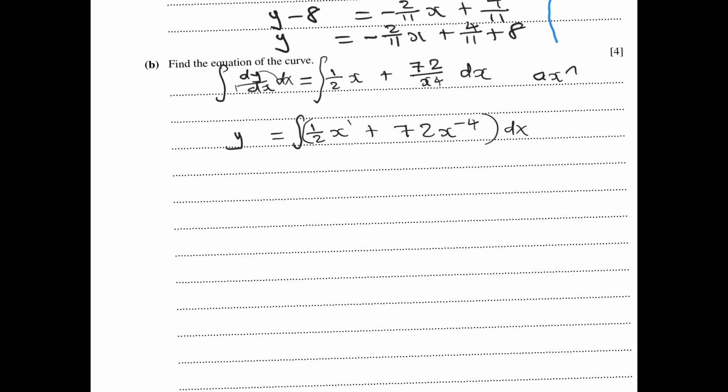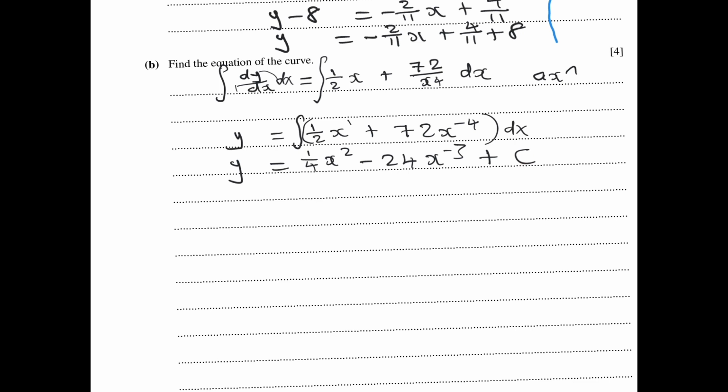All right, so we have y, the integral for half of x, that will give me 1/4 of what? X to the power of 2. And then we integrate this. All right, we have to add the plus 1 there, we will get negative 3. So then 72 divided by negative 3, we will get negative 24 x to the power of negative 3. Of course, since we are integrating, we should add the constant of integration. All right, but then how do we get this constant of integration there?